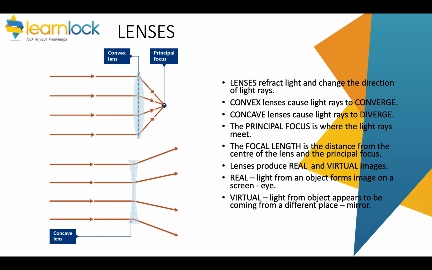When you draw a lens diagram, the principal focus is where the light rays meet, and the focal length is the distance from the centre of the lens and the principal focus. Lenses can produce real and virtual images. It's important you know what this means. A real image is when light from an object forms an image on a screen. A virtual image is when light from an object appears to be coming from a different place. For example, an image produced in a mirror.